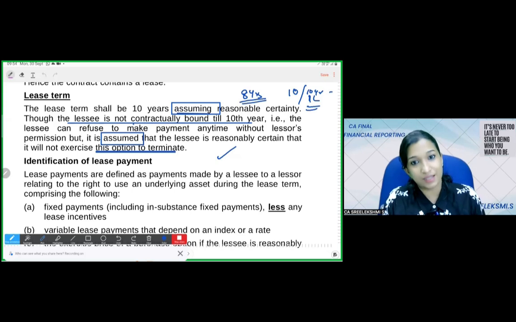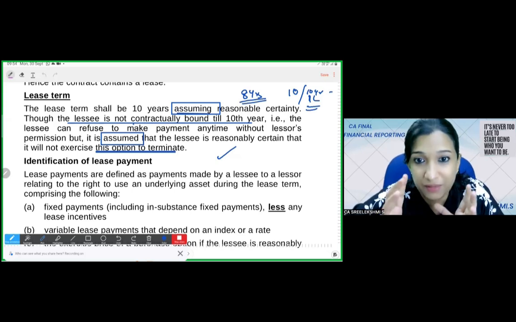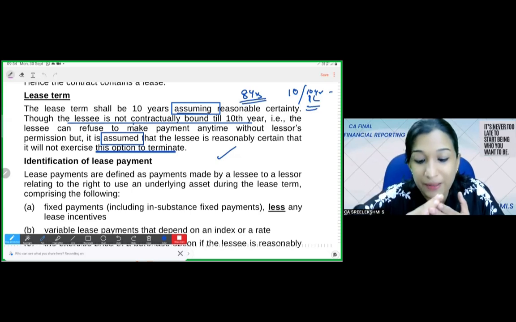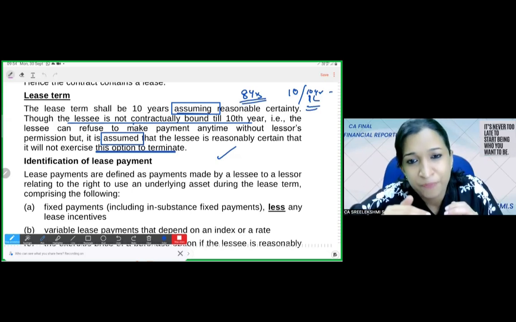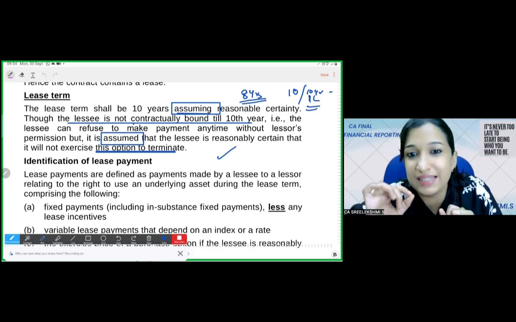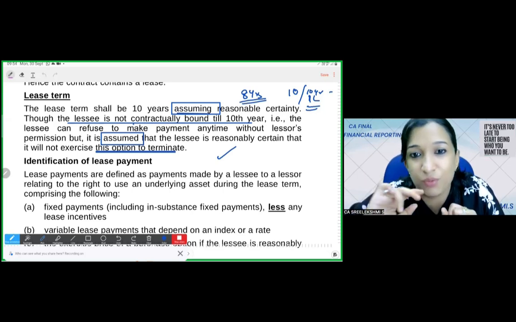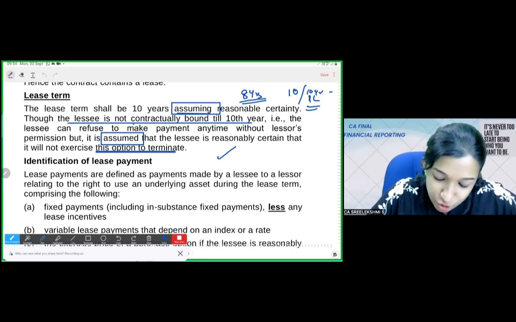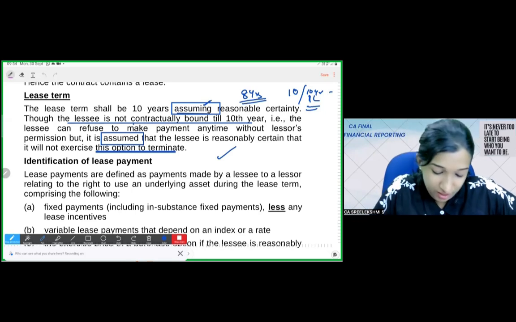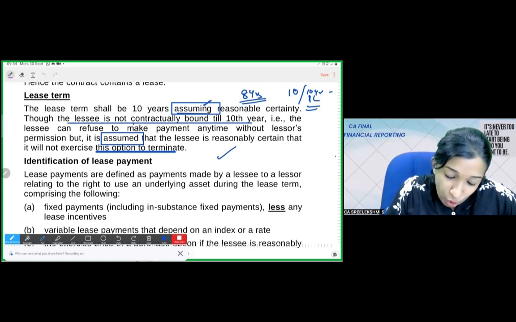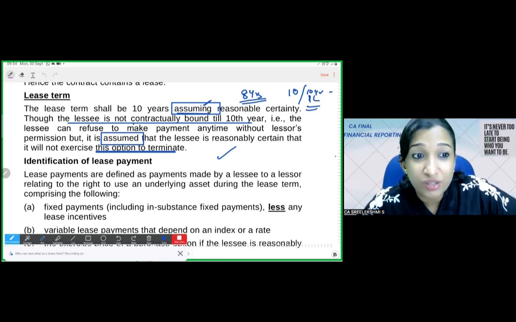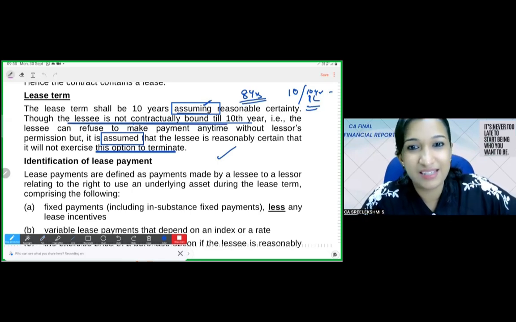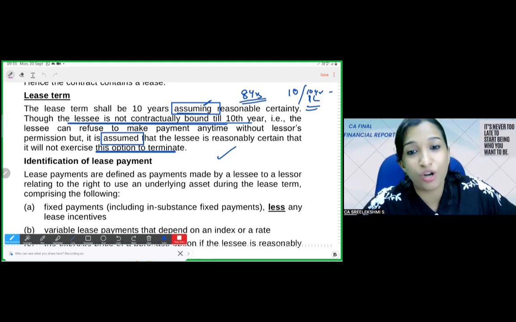Here, actually, lease term is the term in which both parties have enforceable rights and obligations, and the lease term should be the period in which that non-cancelability is there. So only non-cancelable leases can be considered as leases in Ind AS 116. The initial paragraphs, if you read, that is what they have given. But they assumed that the contract will continue till 10 years. And they are telling, though the lease is not contractually bound, which means the lease is contractually bound only for how many years? 8 years. So nothing wrong if you write 8 years, they cannot reduce your marks.